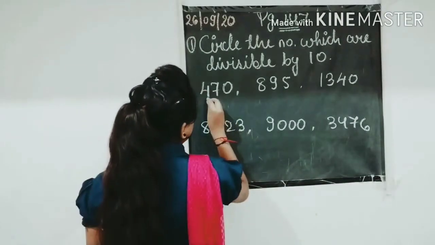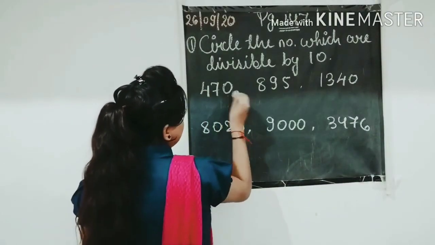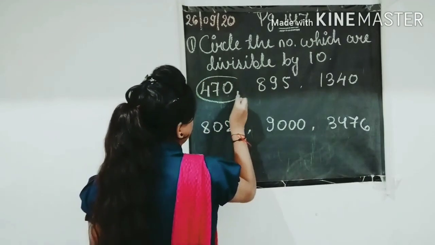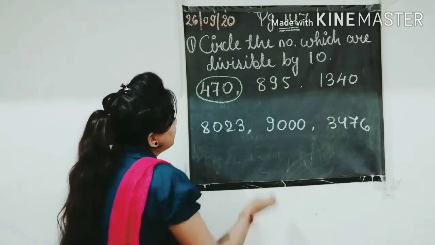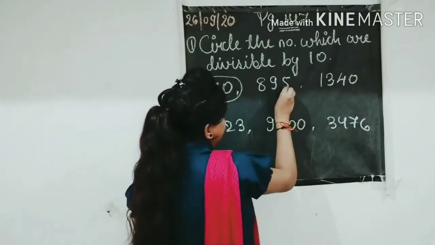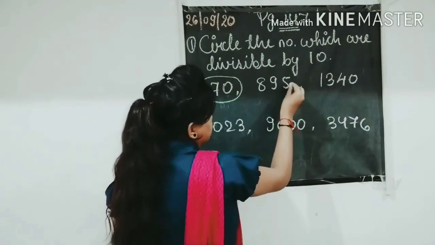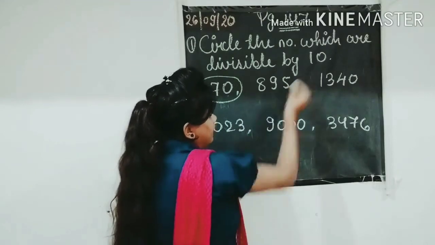First is 470. In one's place 0. So circle this number. That means it is divisible by 10. Second number is 895. In one's place 5 is there. That means it is not divisible by 10.